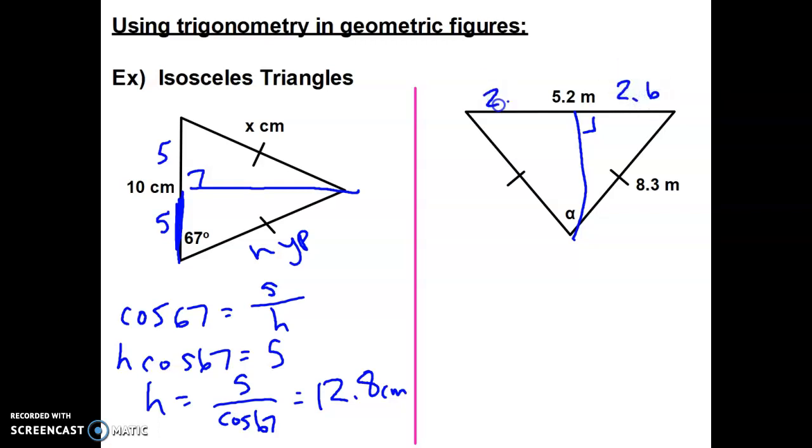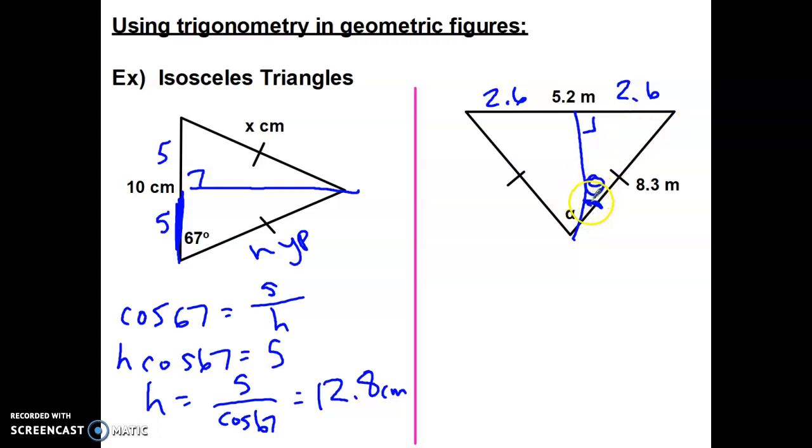2.6, 2.6. And what I'm looking for is that whole angle theta. But notice that when I put this as a right triangle, I can only find half of that. So I'm sorry, that's an alpha, not a theta. That's an alpha. So I'm going to call this part that I'm finding right there theta.